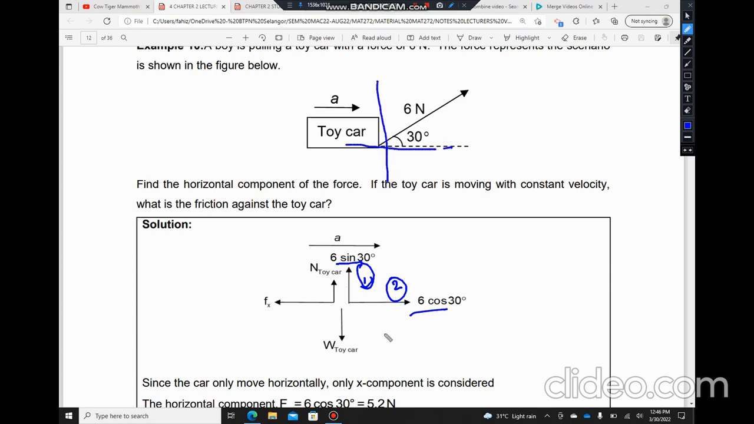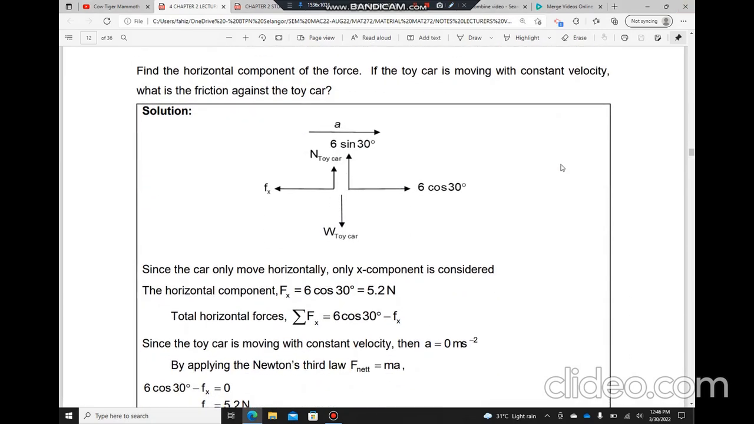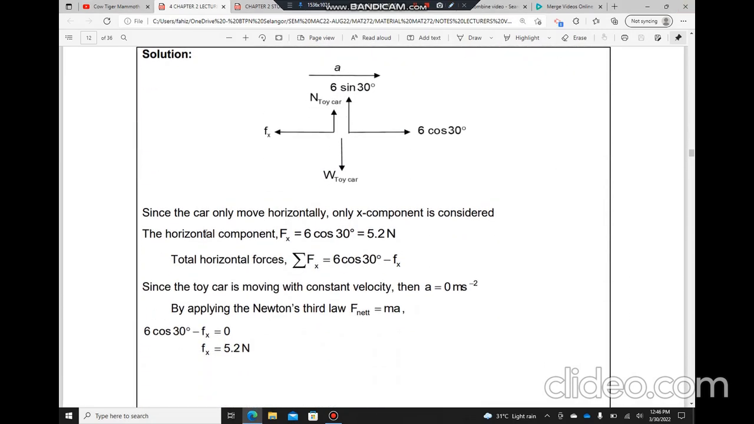Yang ni. Okay, then kita ada berat toy car ni. Daya ke bawah, sebab dia ada berat. Okay, and then Fx. Okay, so kita kena kumpulkan semua force yang ada untuk this one. Since the car only moves horizontally, so car ni dia bergerak secara horizontal je kan. So only X component is considered. So awak tak perlu consider yang Y, sebab toy car ni dia bergerak secara horizontal.